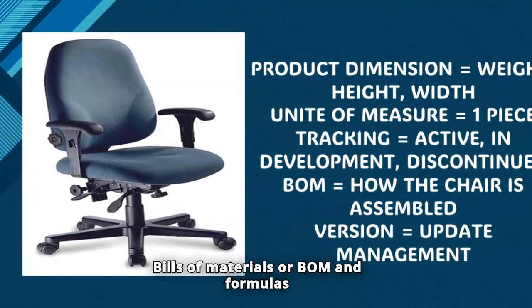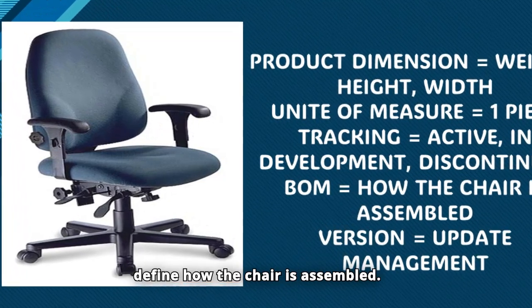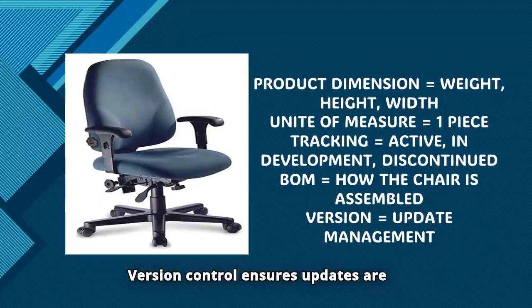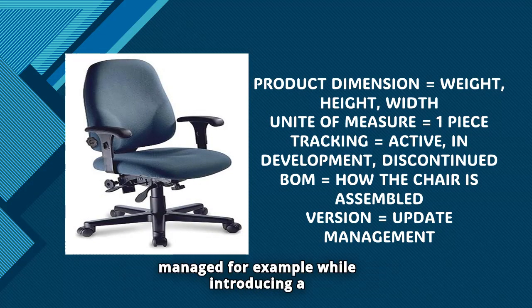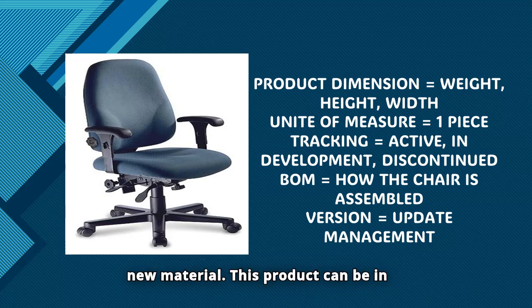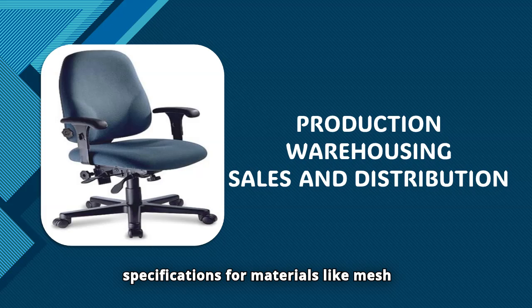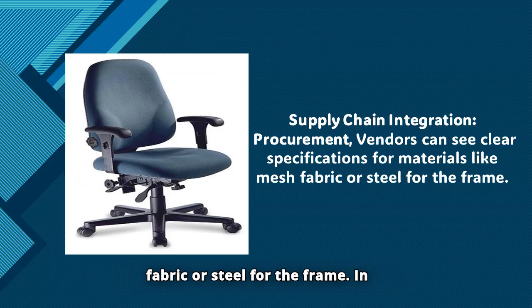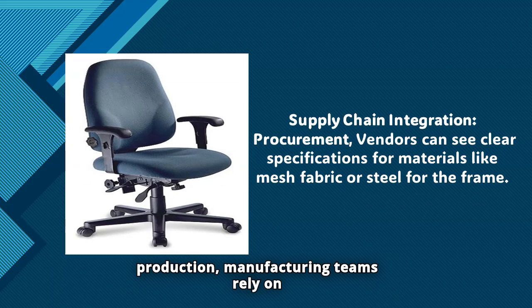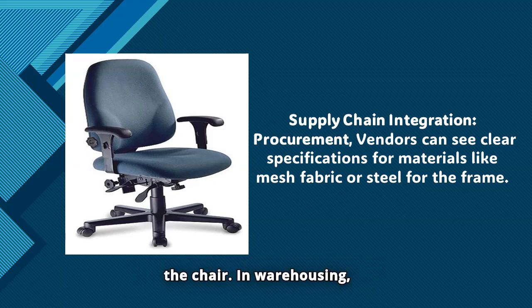Bills of materials or BOM and formulas define how the chair is assembled. Version control ensures updates are managed, for example, while introducing a new material. This product can be in supply chain integration. In procurement, vendors can see clear specifications for materials like mesh fabric or steel for the frame. In production, manufacturing teams rely on accurate bill of material BOM to assemble the chair.